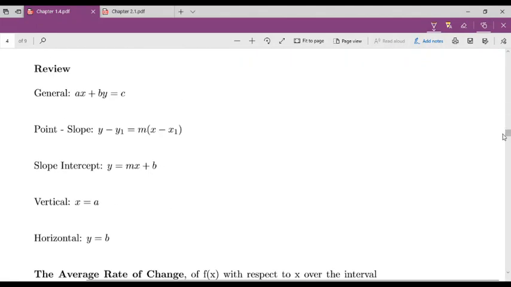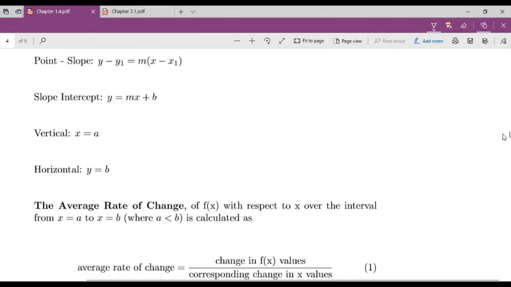Okay. So if we review them all, your general equation is ax plus by equals c. Your point slope equation is y minus y1 equals m times x minus x1. Your slope intercept is y equals mx plus b. Your vertical equation, or equation for a vertical line, is x equals a, and your horizontal equation, or your equation of a horizontal line, is y equals b.